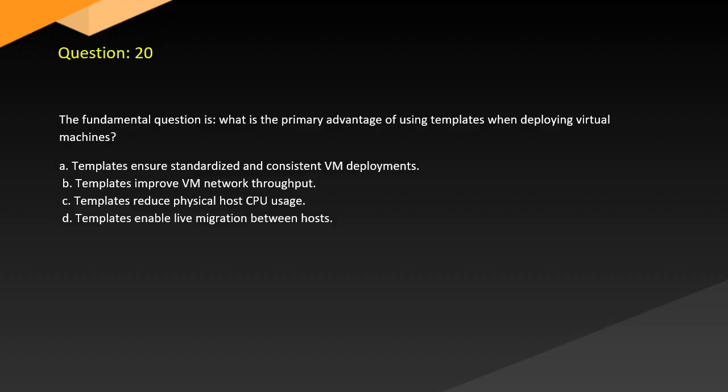Question 20. The fundamental question is, what is the primary advantage of using templates when deploying virtual machines? A. Templates ensure standardized and consistent VM deployments. B. Templates improve VM network throughput. C. Templates reduce physical host CPU usage. D. Templates enable live migration between hosts.